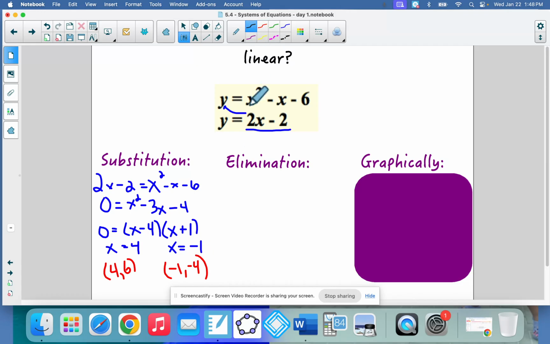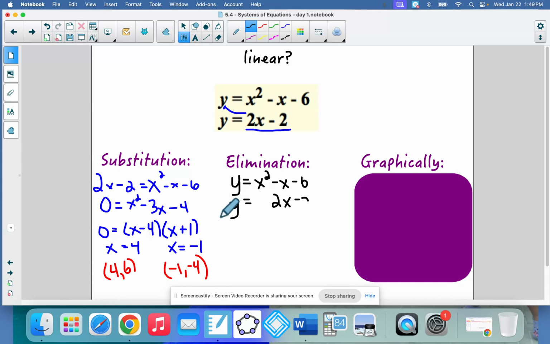Elimination, I would say, is probably even easier, to be honest with you. If I'm going to do this, I'll just rewrite it. If one of them is x squared like we have, try and keep that one on top. That way when you subtract down, you have a positive leading coefficient. I always think that's easier. So I'm going to write these right on top of each other, and I'm going to line these numbers up vertically. So I'm going to write the 2x over here, and then the minus 2 underneath the minus 6.